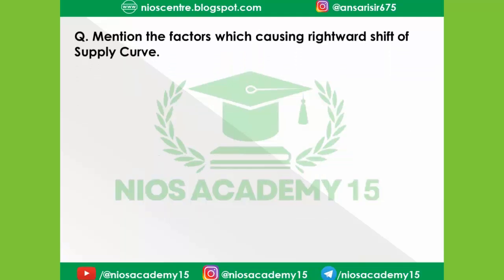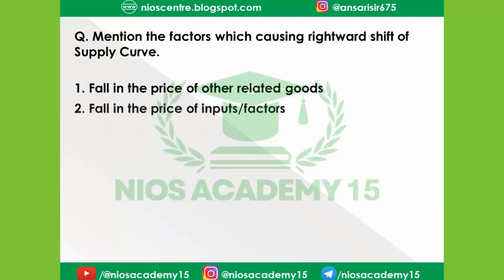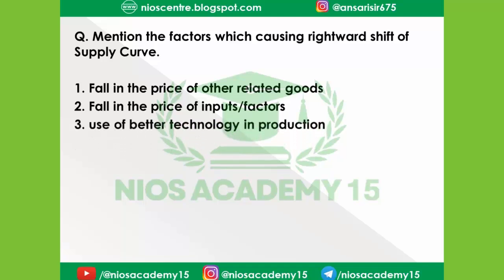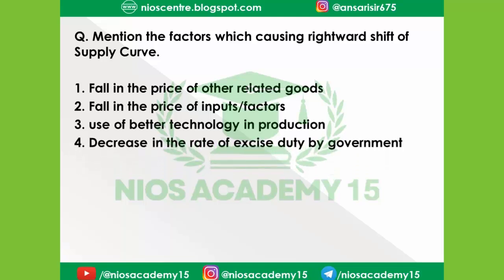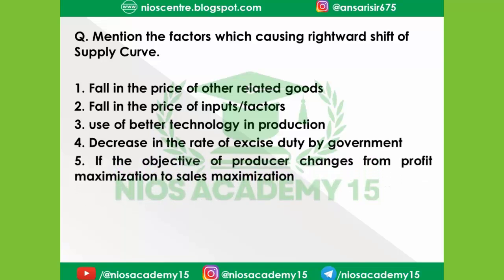Next important question is, mention the factors which cause a rightward shift of the supply curve. And the answer is, fall in the price of other related goods, fall in the price of inputs or factors, use of better technology in production, decrease in the rate of excise duty by the government, and if the objective of the producer changes from profit maximization to sales maximization.